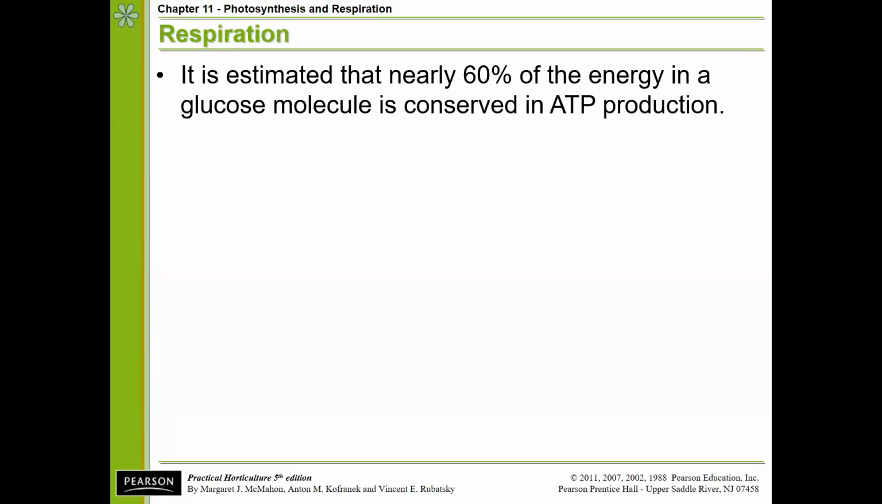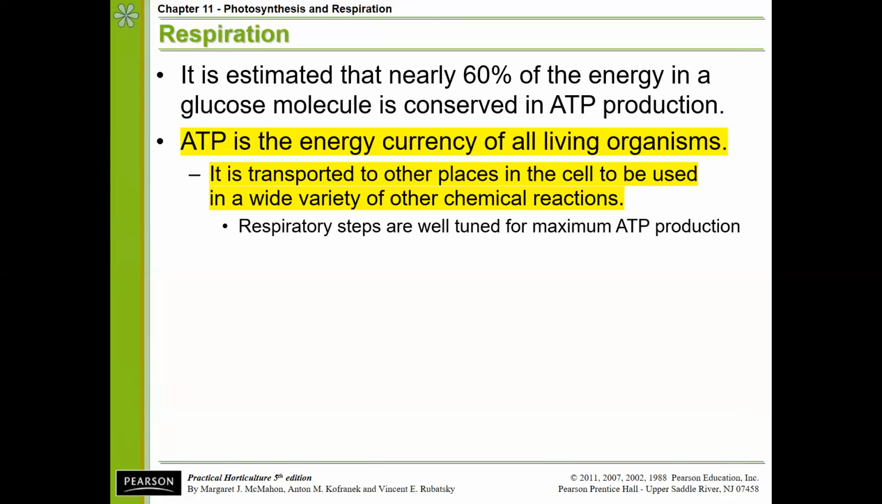It's estimated that nearly 60% of the energy in a glucose molecule is conserved in ATP production. And ATP is that energy currency, part of that electron reduction and oxidation. It's used in all living organisms, not just in plants. It's transported to other places in the cell and used in a wide variety of other chemical reactions.